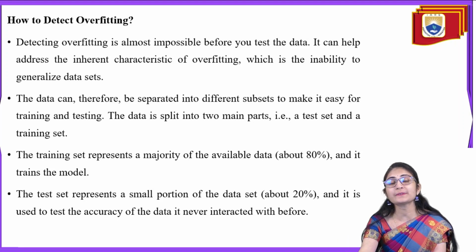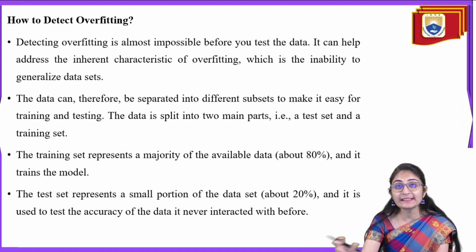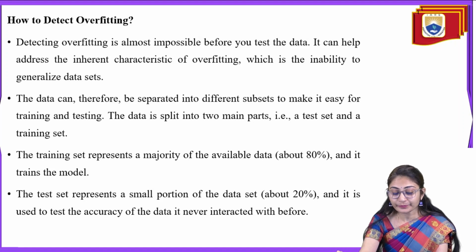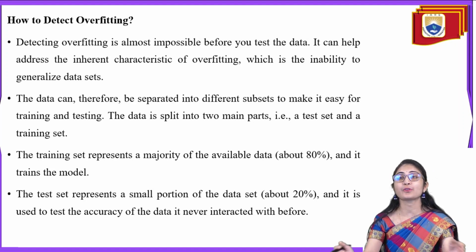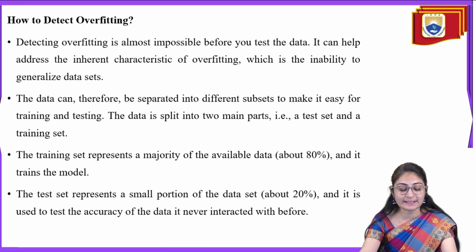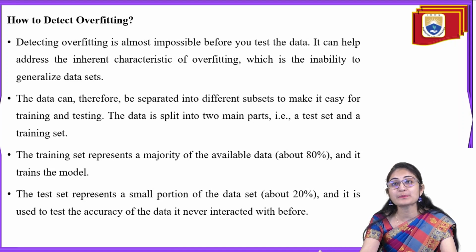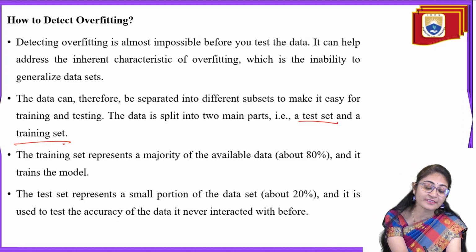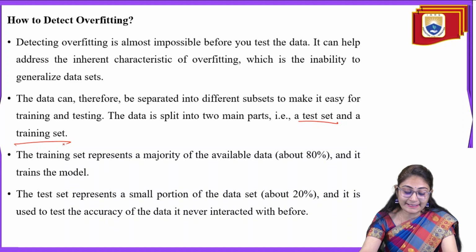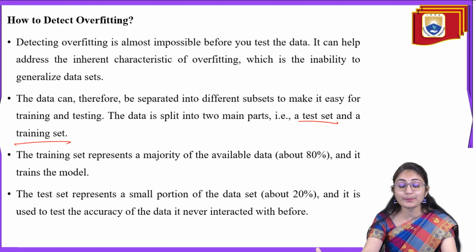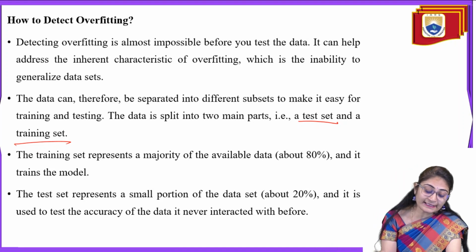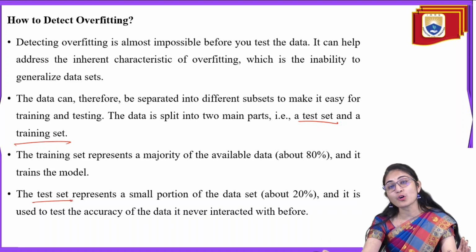Detecting overfitting will help address some inherent characteristics of overfitting, which is the inability to generalize the data sets. So the data can be separated into different subsets to make it easy for training and testing. We can split the data into two main parts: the test set and the training set. The training set generally represents the majority of the available data, about 80%, and it trains the model. The test set represents a small portion of the data set, that is 20%.